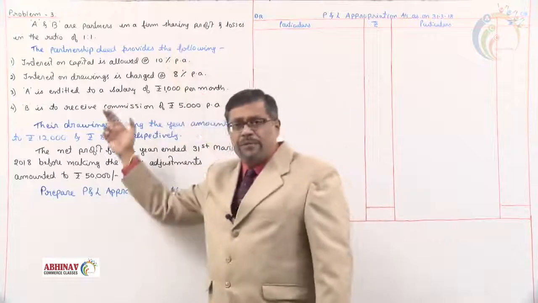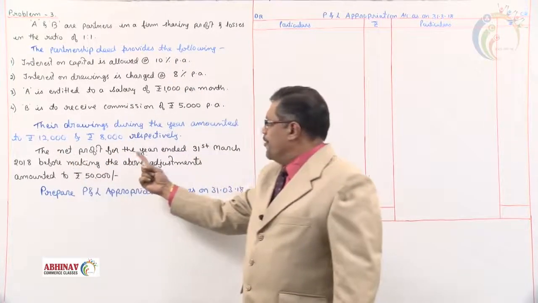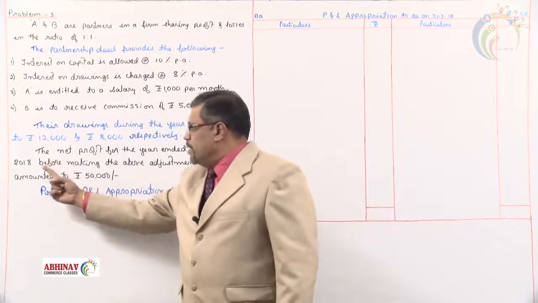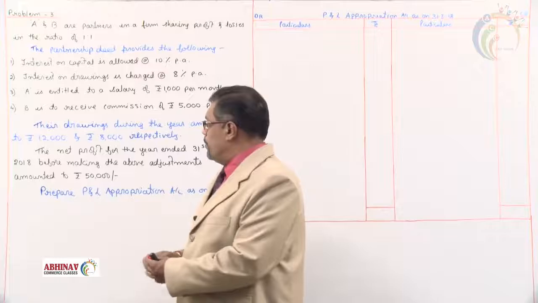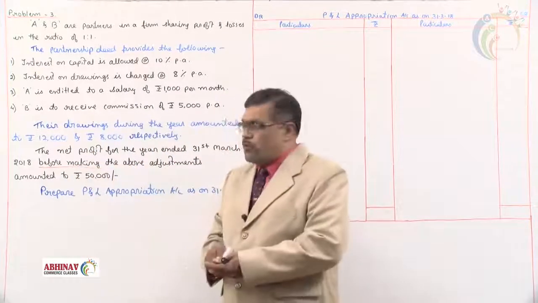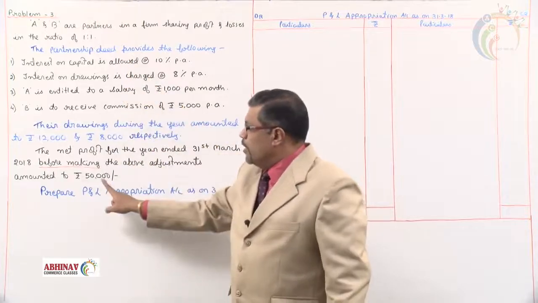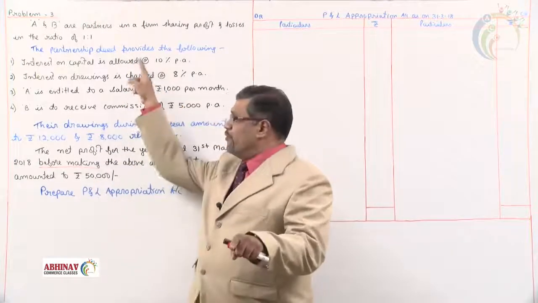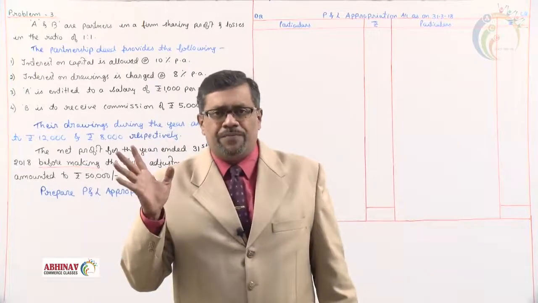Profit usually will be at the end of the problem. The net profit for the year ended 31st March 2018, before making the above adjustments, means what? Before taking into consideration this 1, 2, 3, 4, the profit is 50,000. So now we'll consider that 4 adjustments and see what is the exact net profit.